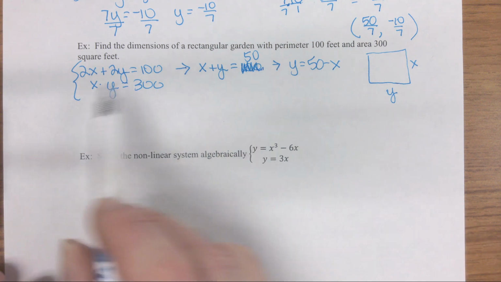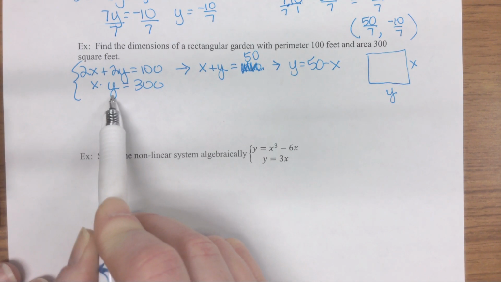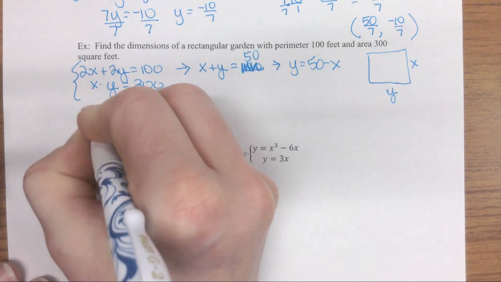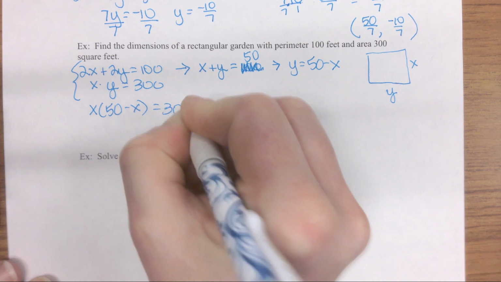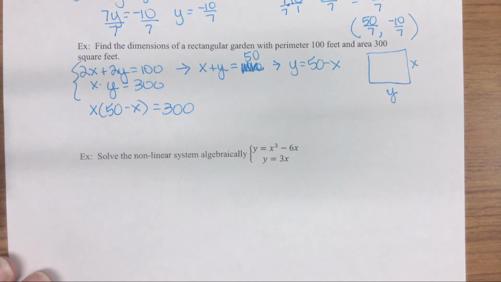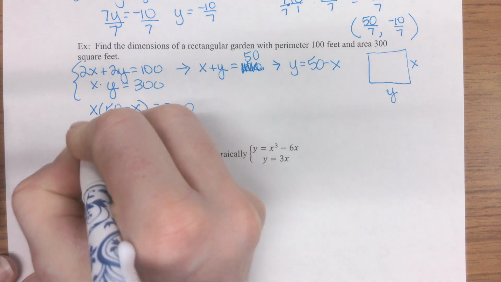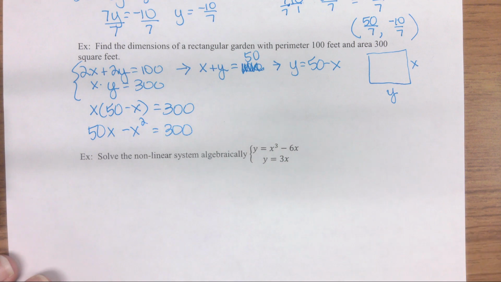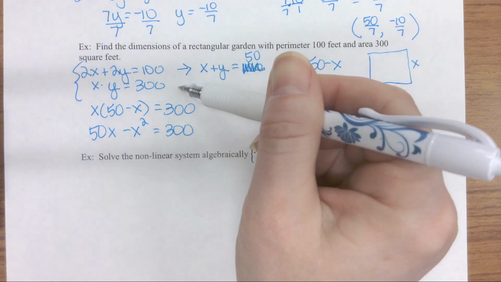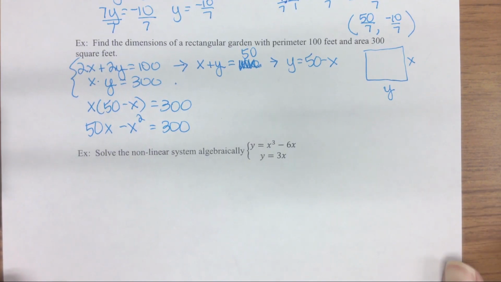And now I'm going to substitute that y equals 50 minus x in for y down here. So I have x times (50 minus x) equals 300. So I go through and distribute: 50x minus x squared equals 300. This is a quadratic now. The one above was linear, right? So if I graphed the one above, it's 2 lines. If I graph this, it's a line and a hyperbola, but solving this is a quadratic.